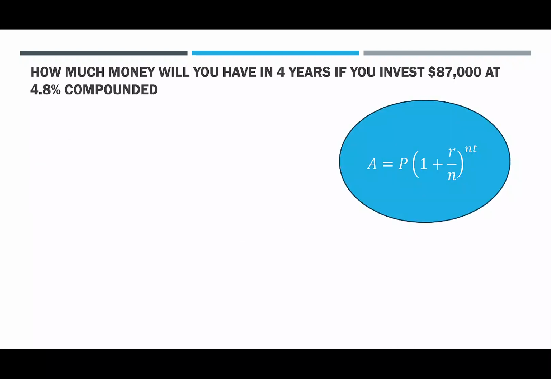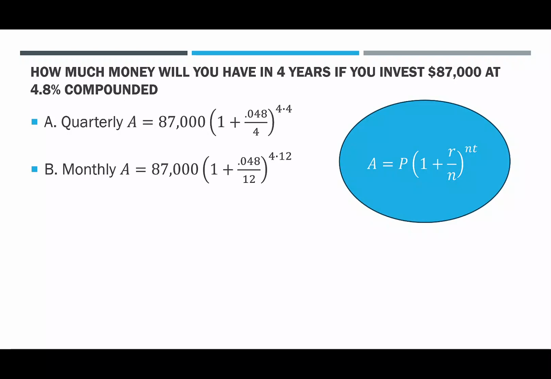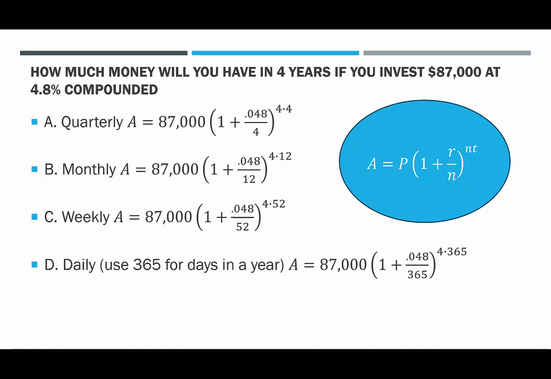We are going to have to use the formula A equals P times 1 plus R over N to the NT. This will let us see our future balance for our investment. To find our quarterly balance, we'll do A equals 87,000 times 1 plus 0.048 over 4 to the 4 times 4. To get monthly, we'll do A equals 87,000 times 1 plus 0.048 over 12 to the 4 times 12. For weekly, we'll do A is 87,000 times 1 plus 0.048 over 52 to the 4 times 52. For daily, we'll have A is 87,000 times 1 plus 0.048 over 365 to the 4 times 365.